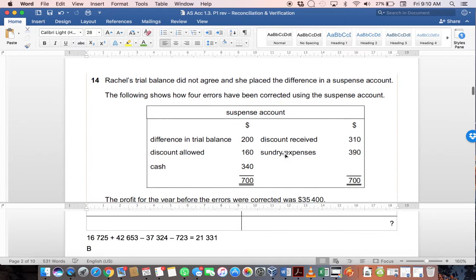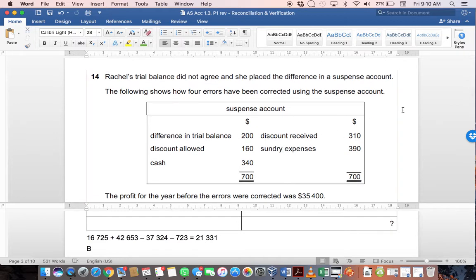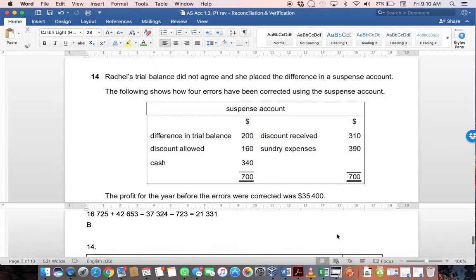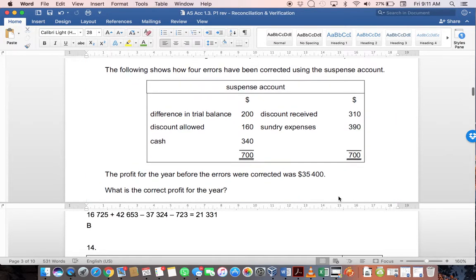Moving on to question 14. Rachel's trial balance did not agree, and she placed the difference in a suspense account. The following shows how 4 errors have been corrected using the suspense account. So you can see that the difference originally was a debit of 200. Here were some errors where we debited the suspense account. In other words, you would have credited discount and credited cash, and similarly here you would have debited discount and debited the sundry expenses. The profit for the year before the errors were corrected was $35,400, and then the question is, what is the correct profit for the year?